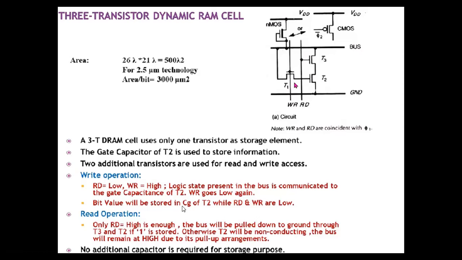So the bit value will be stored in the gate capacitance of T2 while read and write are low. Suppose this transistor T1 is on. Why will it be on? Because now we are activating the write signal, hence this transistor will be on, and the information on the bus will be transferred via the T1 transistor, and the same value will be stored in the input gate capacitance of transistor T2. Hence this corresponds to the write operation where we are writing 1 here, or storing the value of 1 in the input gate capacitance of transistor T2.